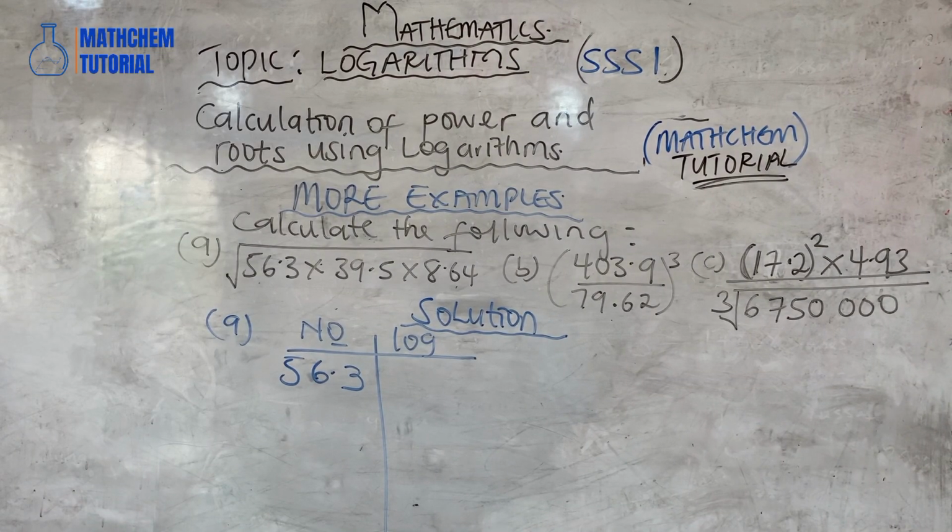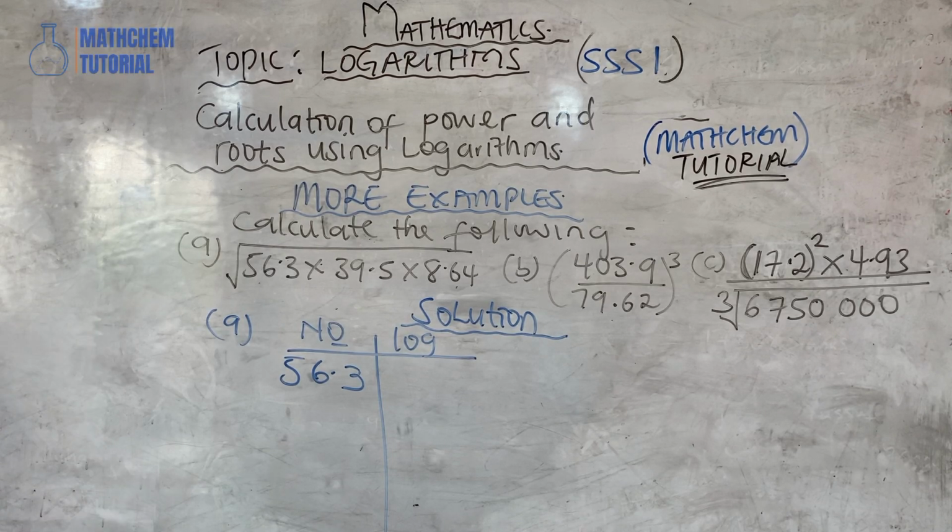So these are more examples for us to practice. This is still mathematics for SS1. You can check New General Mathematics for all these examples we are solving here. So now, the example says we should calculate the following. A says the root of 56.3 multiplied by 39.5 also multiplied by 8.64.